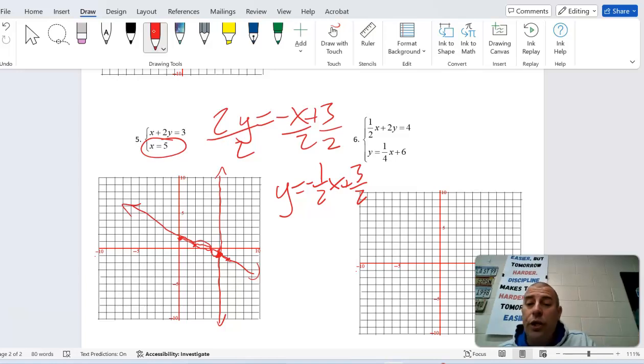Again, we want to show you why, in general, graphing isn't something that we use too much. It's a good visual. So we're going to look there. That is the ordered pair 5, comma, negative 1.